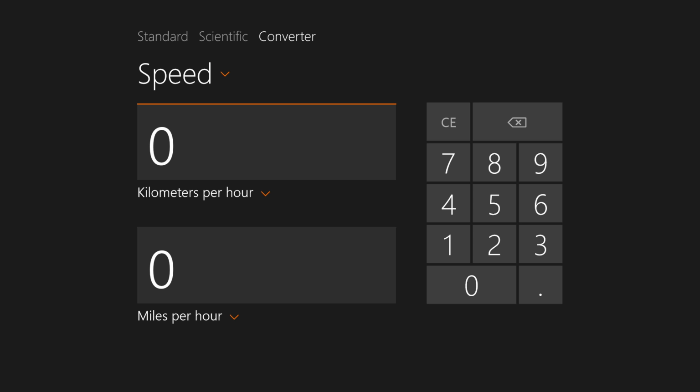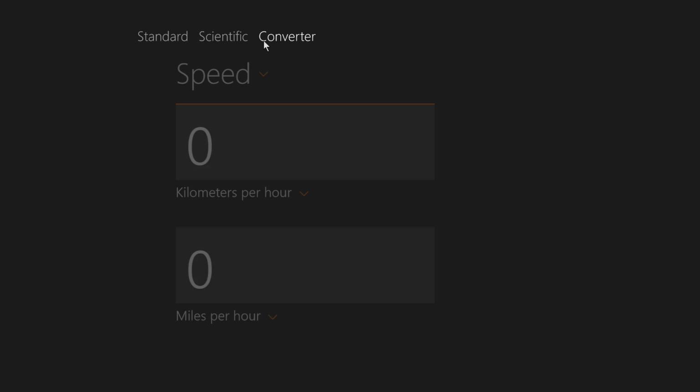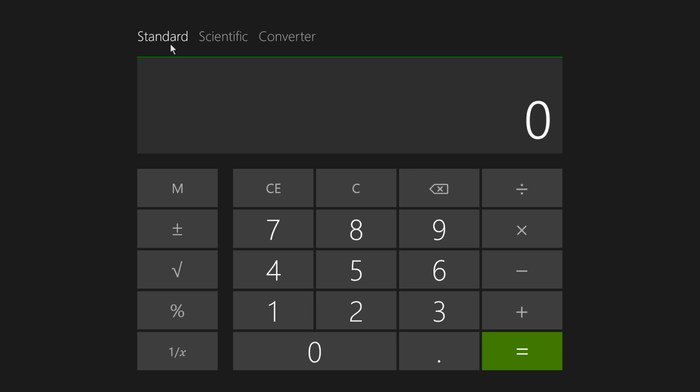Now this particular thing has three modes: standard, scientific, and converter. I've shown you now the scientific mode. I have very little use for the standard mode. That's just your basic accounting calculator, and it'll keep track of what day I make what mistake.